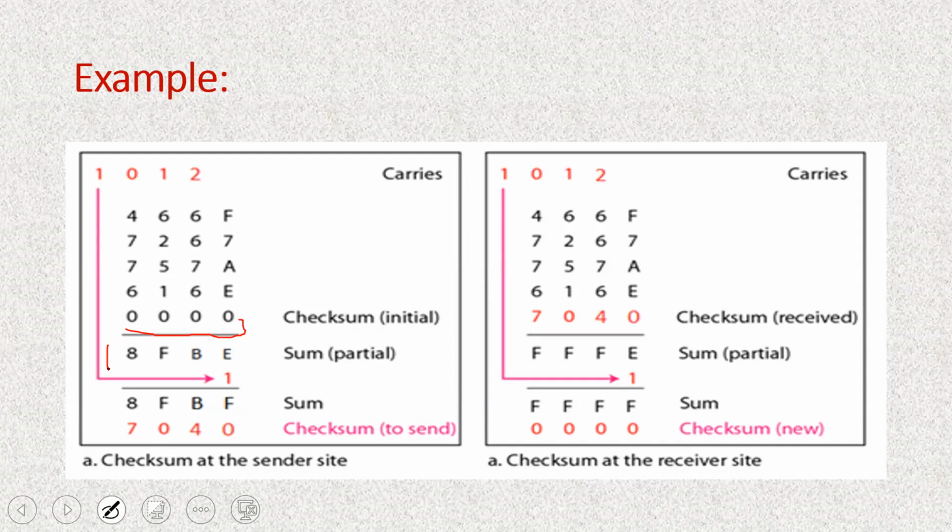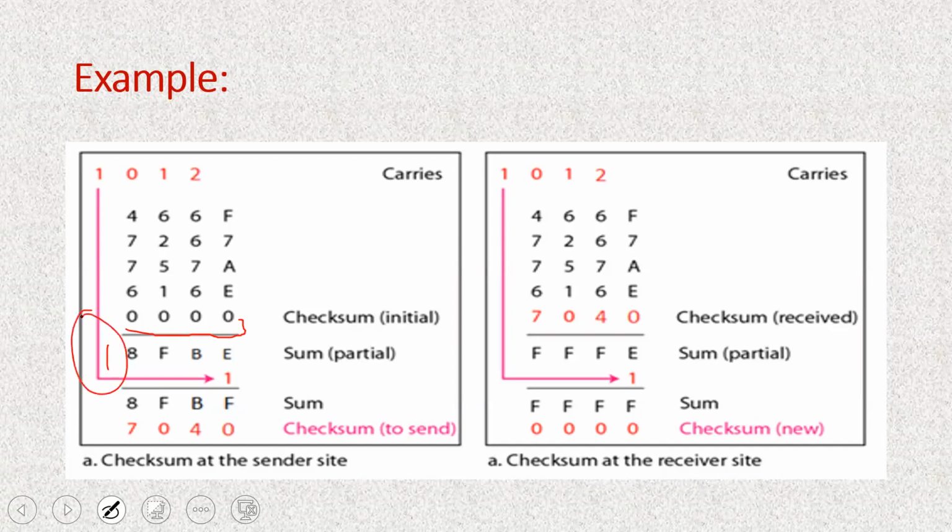In the exam they allow a calculator, so take it and calculate directly. You can complete this problem in 2 minutes. You add all these: 466F plus 7267 plus 757A plus 616E. The answer is 18FBE. The 1 is the extra character now.